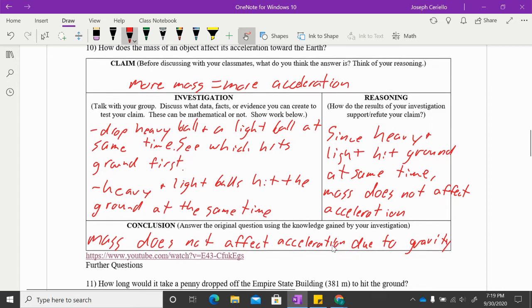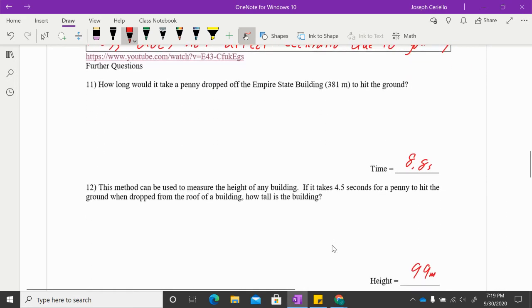That's a really important concept. All right, so let's do some problems real quick. So the first one here: how long would it take a penny dropped off the Empire State Building, which is 381 meters high, to hit the ground? So we have some givens here, more than you think.